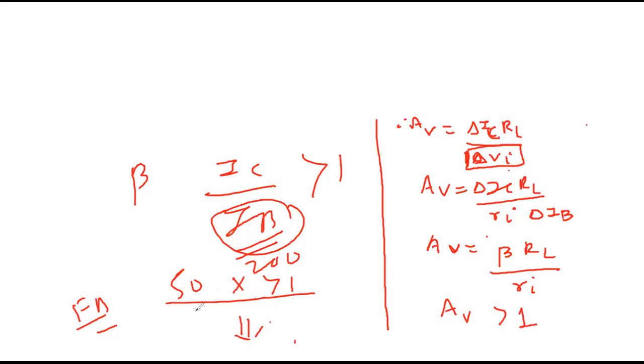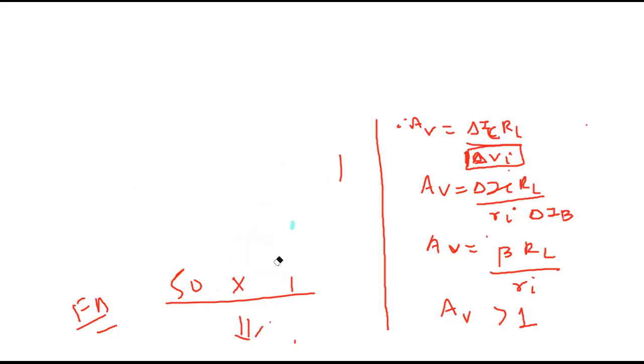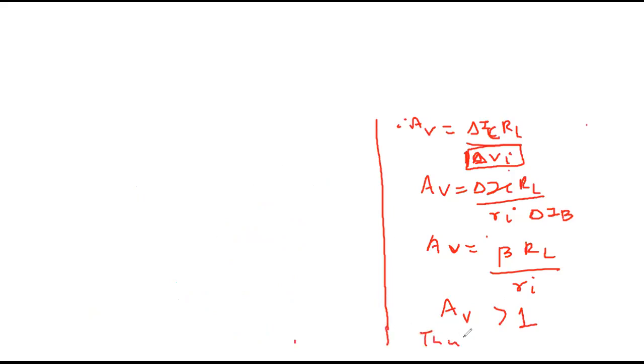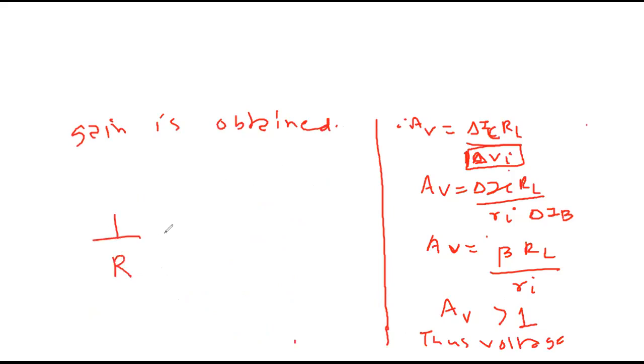Greater. Why? Because beta is greater than 1, RL is greater than 1, and RI is very small. Load is in kilo ohm and input resistance is in ohms. So definitely the numerator is greater. So I can say thus voltage gain is obtained. What is 1 upon R called as?